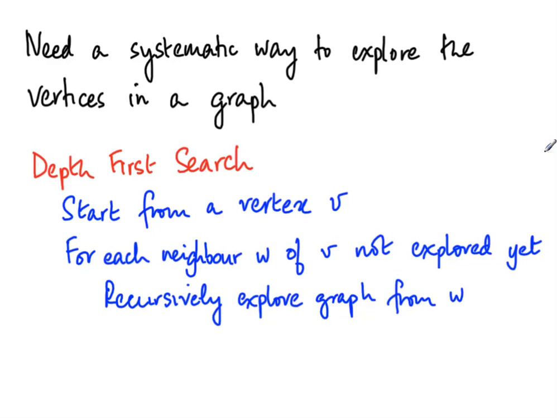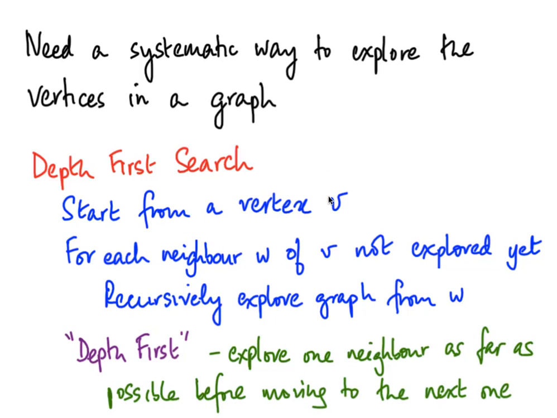In depth first search, we proceed as follows. We start from some vertex V, and then we look at all the neighbors of V. Now we may have already seen some neighbors of V because of some earlier exploration. So for those neighbors of V which are not explored, we recursively explore the graph from that vertex using exactly the same procedure. The reason that this is called depth first is because we start with one neighbor and we recursively explore it as far as possible before we move to the next neighbor. So we shall see an example of how this works on the graph that we have seen before.